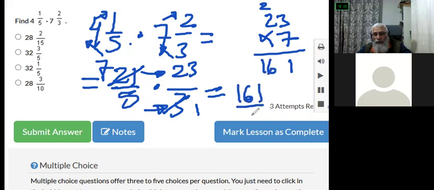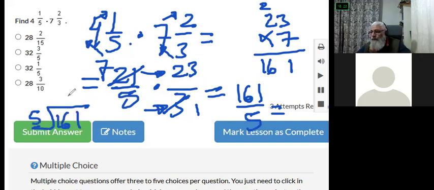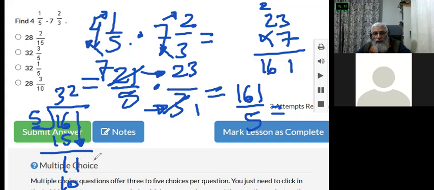So 161 over 5 times 1, which is 5. We need to divide 161 by 5. 16 divided by 5 is 3, remainder 1. So it'll be 32. The remainder is 1. So it is 32 and the remainder is 1 over 5. And we said the answer is positive, 32 and 1 over 5.